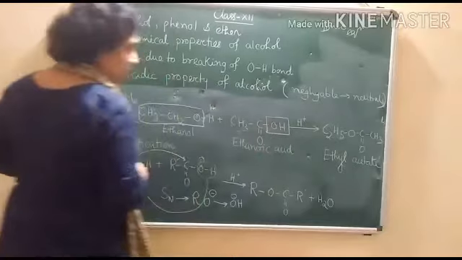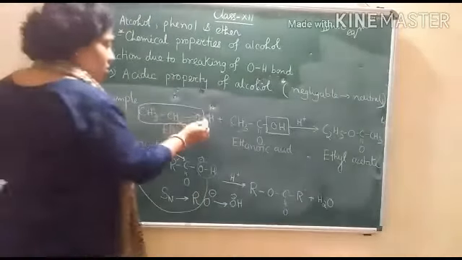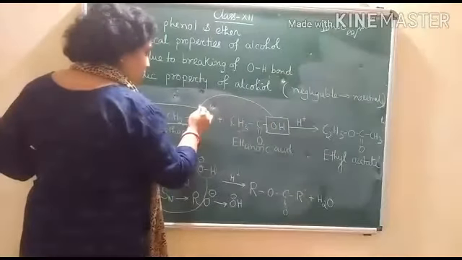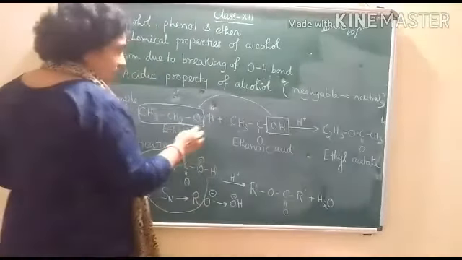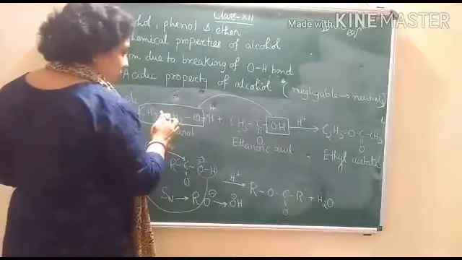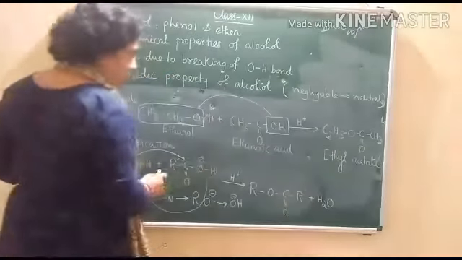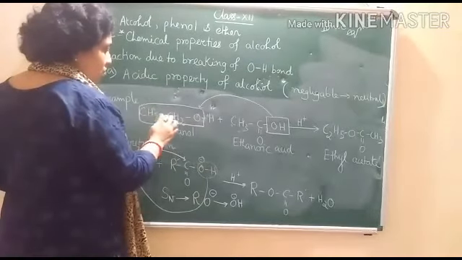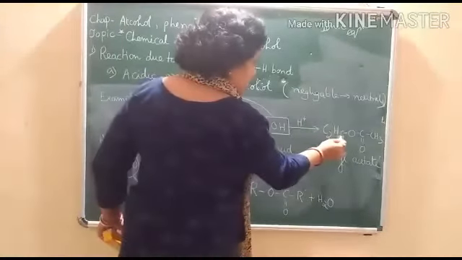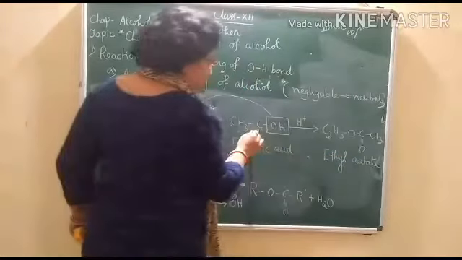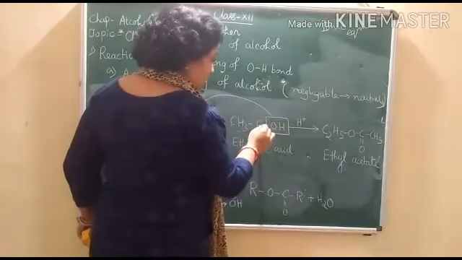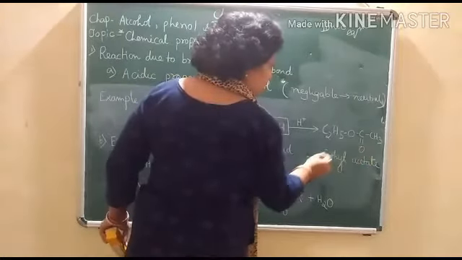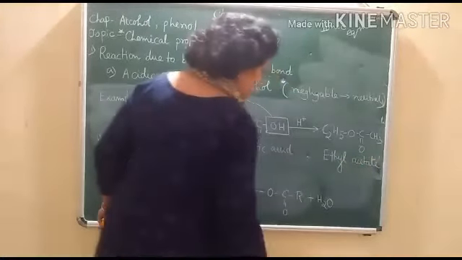So these two will exchange, and what will happen? This OH will come here, and this group will go and attach over here. So what is this group? CH3CH2O, or you can write C2H5O. I have written C2H5O joining with the carboxylate ion. So C double bond O and CH3. So what are we getting? We are getting ethyl acetate.